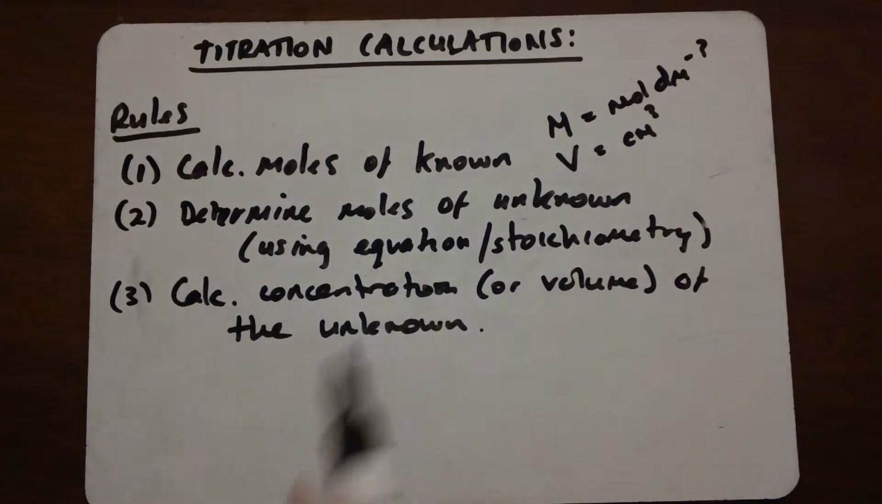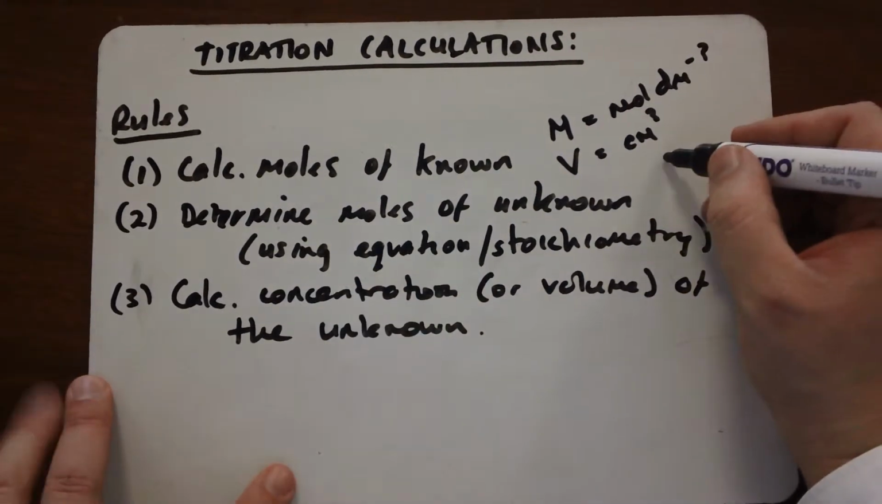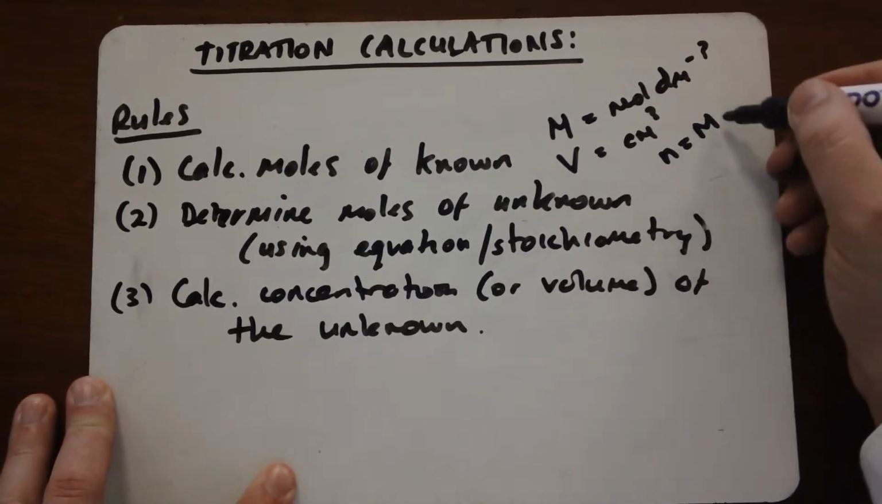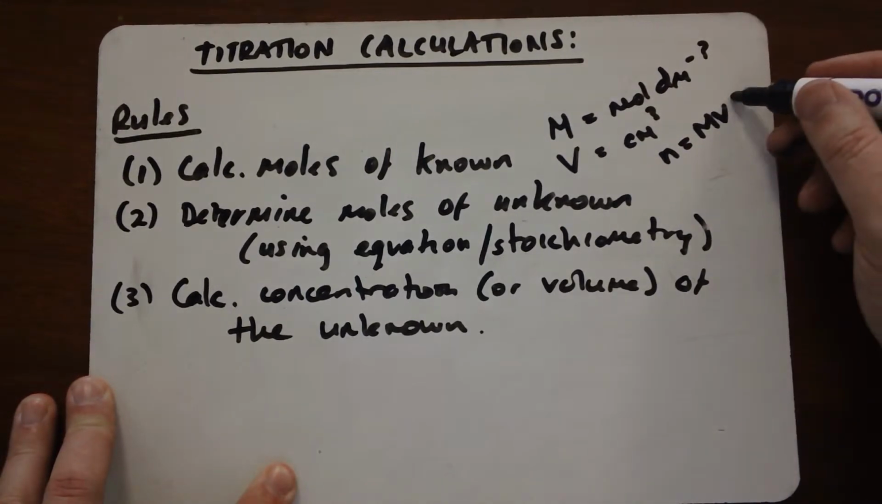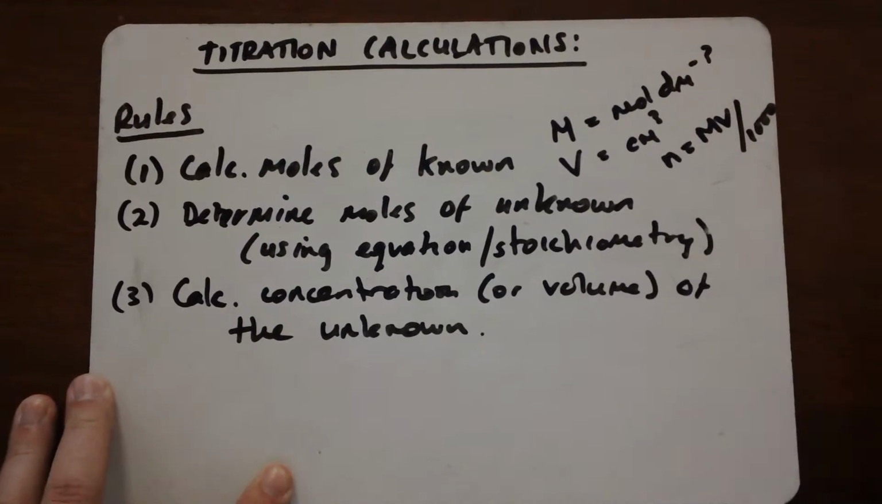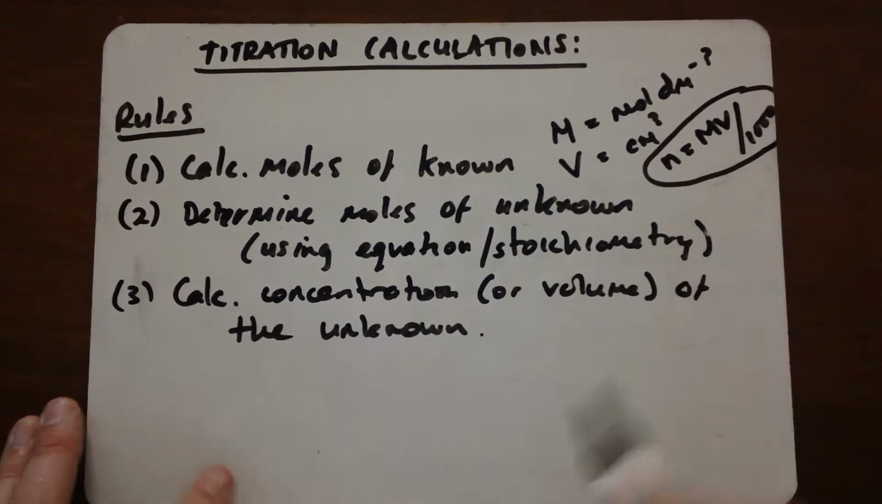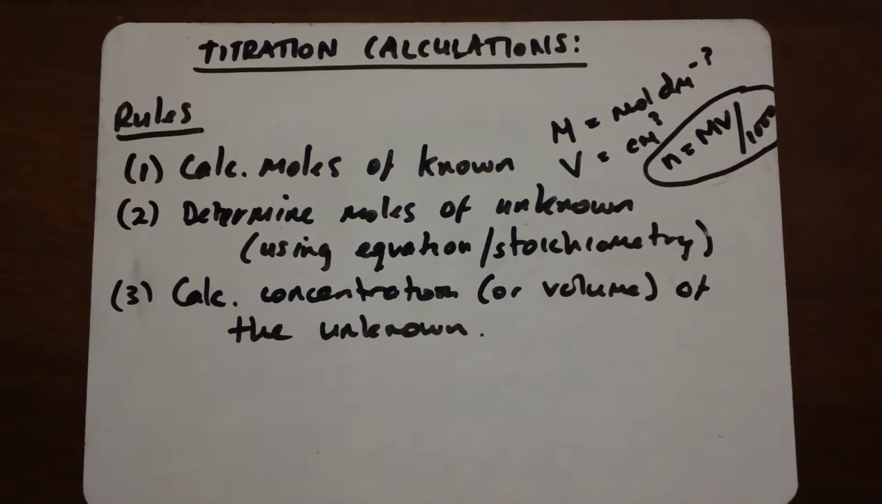Okay, so the way to work out the number of moles, you use n, the number of moles is equal to concentration times by volume divided by 1,000. So that's an equation that you're going to use a lot when you're doing calculations on titrations and solutions.